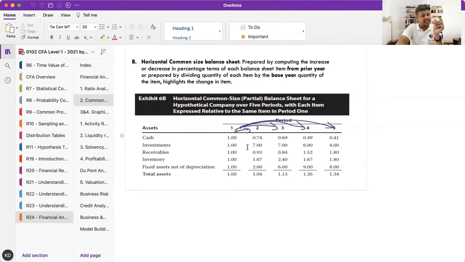So the change, increase or decrease, is adopted by comparing it with one unit. Everyone clear? This is a new thing. That's why I just highlighted it. Okay.